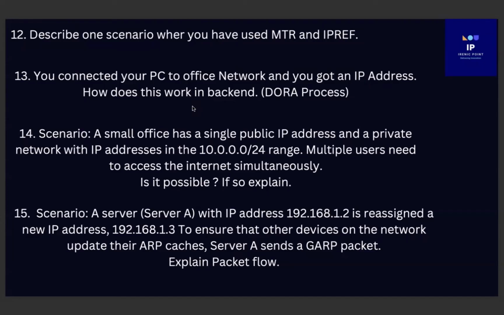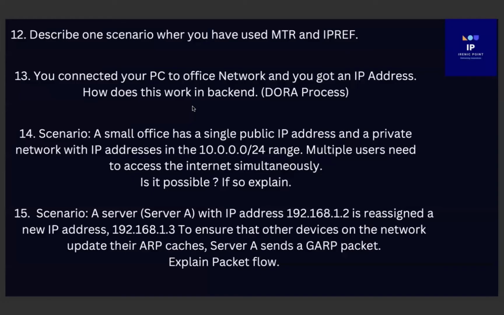The 14th question was scenario based, and the question is like this: a small office has a single public IP address and a private network with IP addresses in the range 10.0.0.0/24. Multiple users need to access the internet simultaneously. Is it possible? If so, explain. So basically, this concept is related to NAT. So make sure that you have a comprehensive understanding of NATing.